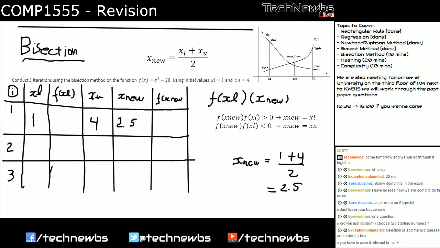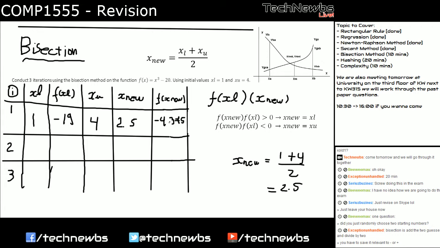Okay, now function of xl is putting 1 into the equation. That will be 1 minus 20, so that will come to minus 19. And now the function of x new will be putting 2.5 to the power of 3 minus 20, and that gives minus 4.375.